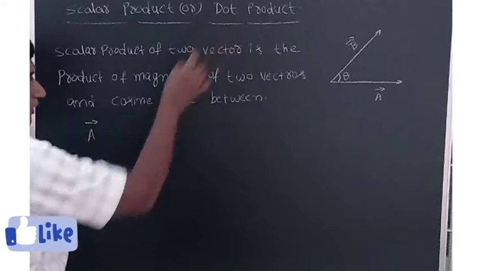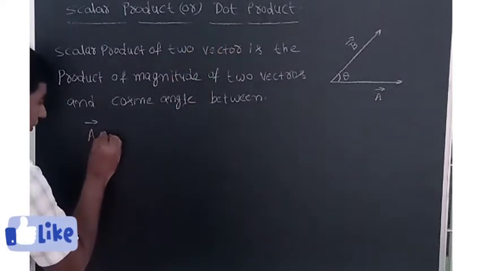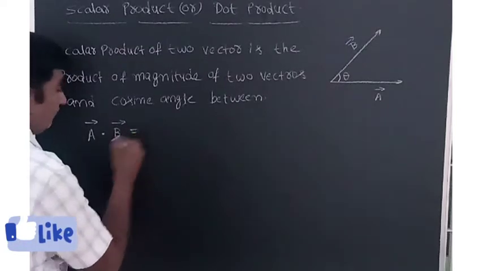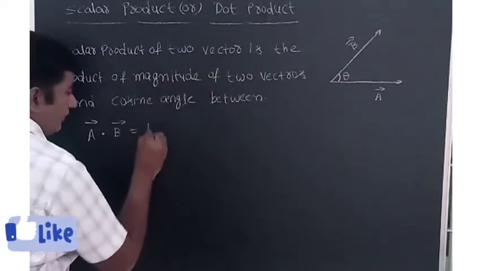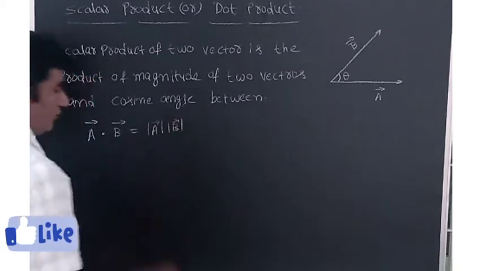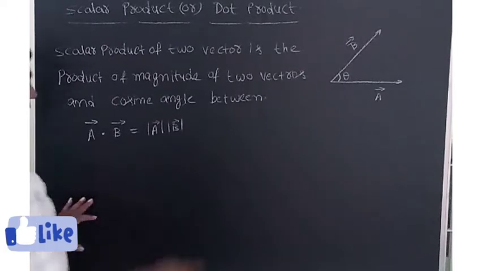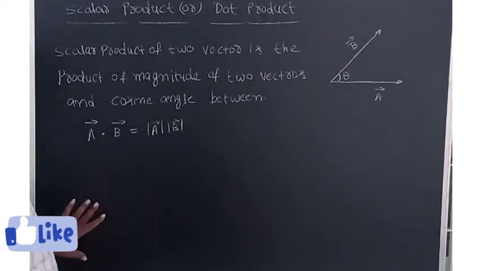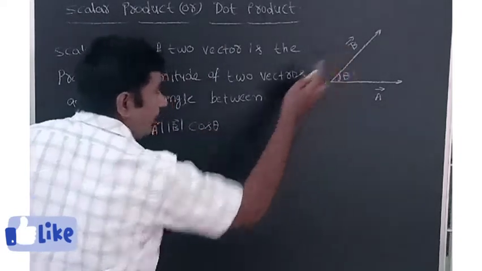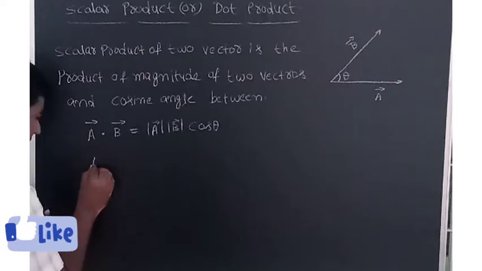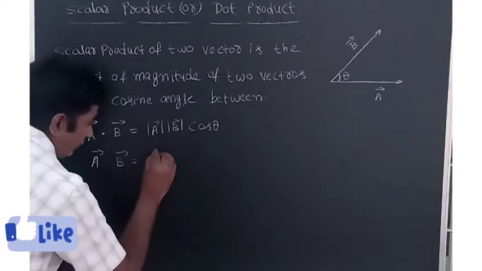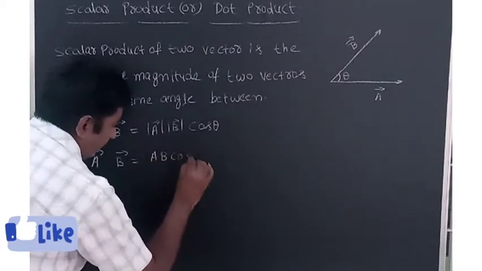That's why it is given as a dot. A vector dot B vector is equal to the magnitude of A vector into the magnitude of B vector and the cosine of the angle between them, which is cos theta, where the angle between A and B is theta. So we can write A vector dot B vector equals AB cos theta.